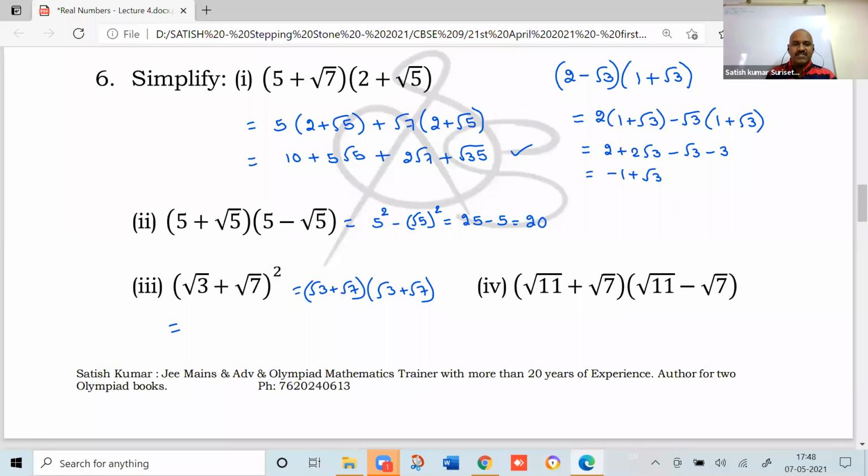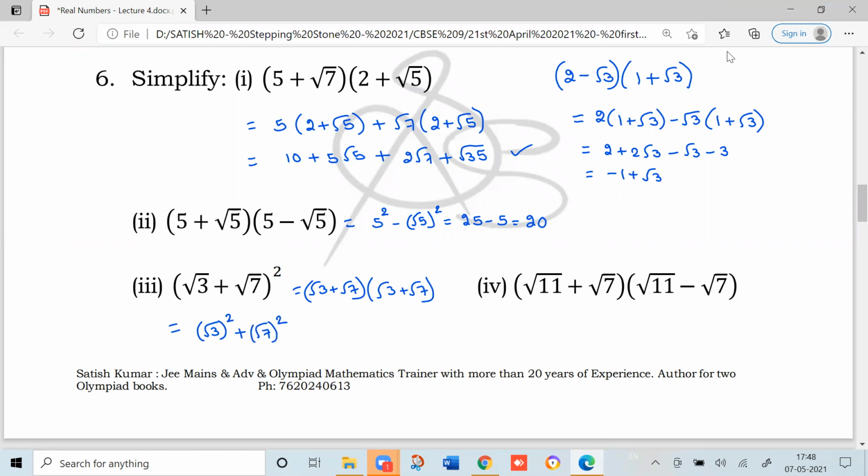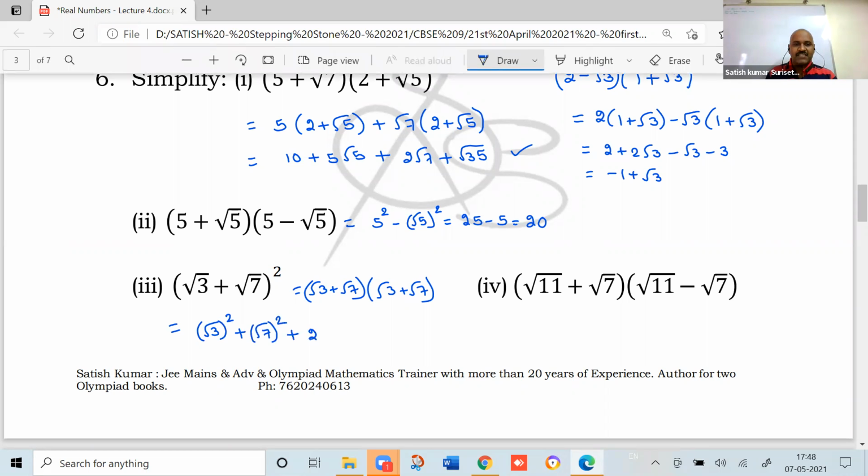Tell me, what is the (a + b)² formula? a² + b² + 2ab. a² means (√3)², plus b² means (√7)², plus 2ab means 2 into √3 into √7. So (√3)² is 3, plus (√7)² is 7, plus 2√21. That means 3 + 7 = 10, plus 2√21.